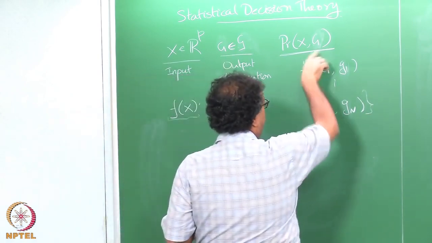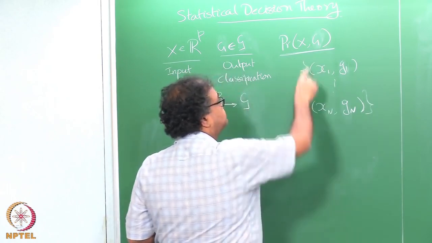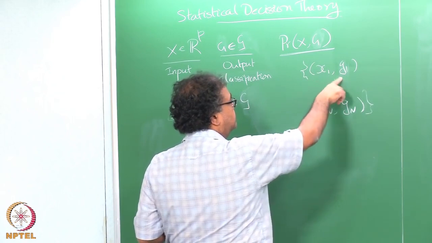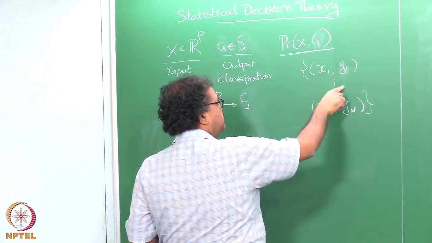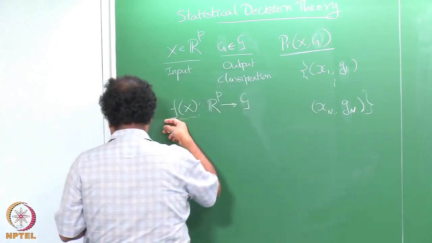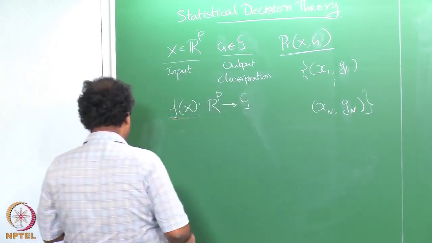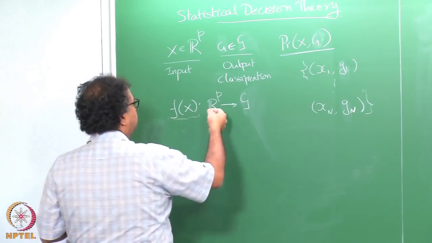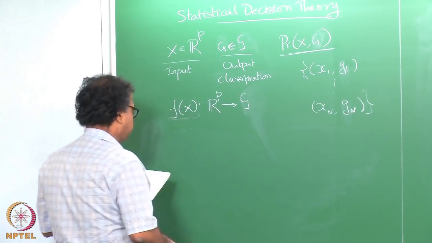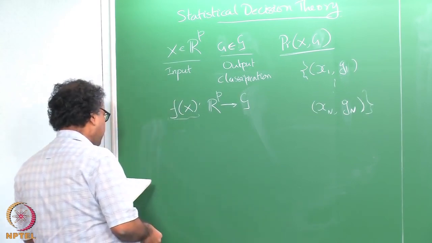And like before, we are going to have a joint distribution on the input and the output, and the training data is going to consist of pairs x1 g1, x2 g2, all the way up to xn gn, and the goal here is to learn a function f of x that is going to take you from the p-dimensional input space R^p to the discrete space script G.